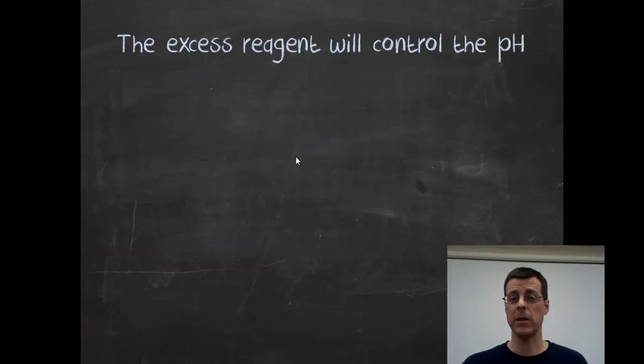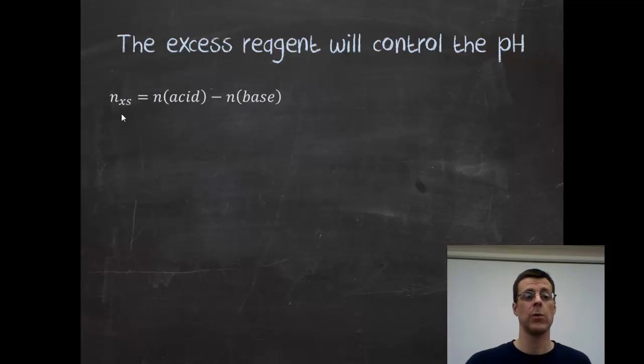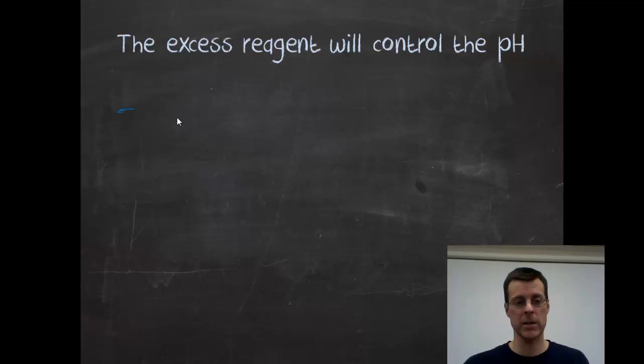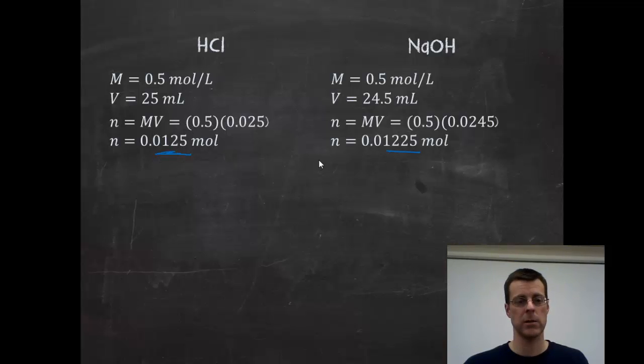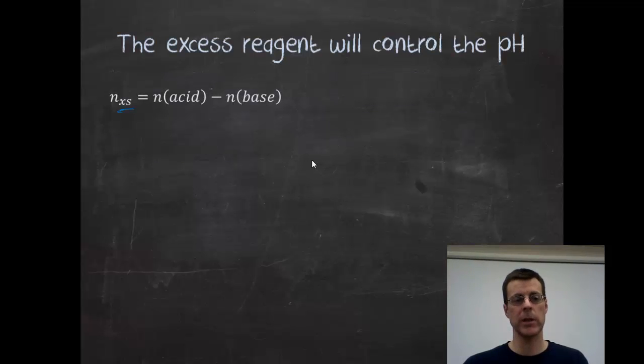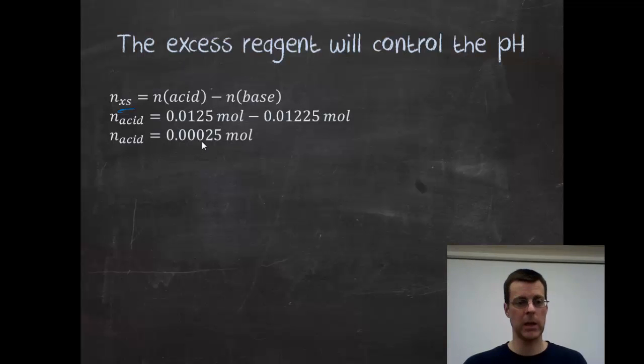I said excess reagent controls the pH, so which one is excess and how much excess is there? Well, the excess, and if you say that to yourself fast a couple times, you'll see where I get those letters from, is the larger one minus the smaller one. Now, in this case, I had more acid. See? More acid. But I take the larger one and I subtract the smaller one. Doesn't matter if it's acid minus base or base minus acid. Big one minus little one. And in this case, I get that many moles.